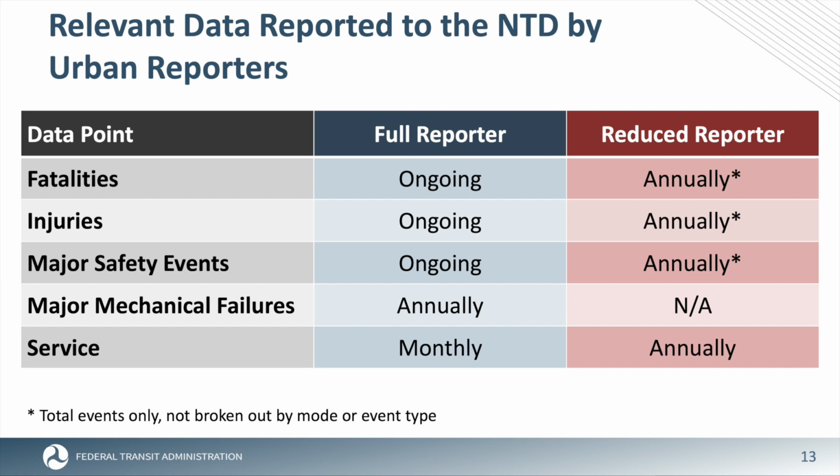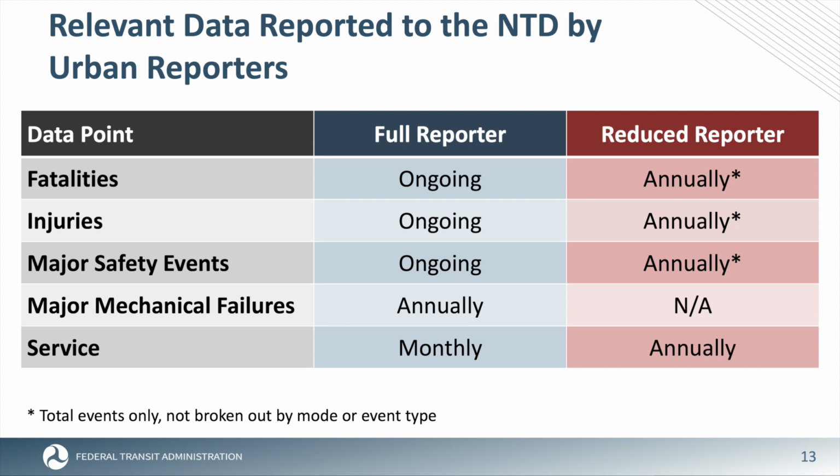Service data points, things like vehicle revenue miles, are reported by full reporters on a monthly basis to the NTD. For our reduced reporter set, these first 3 data points, fatalities, injuries, and major safety events, they're all reported annually on a single form as part of that reduced reporter's annual report to the National Transit Database. Now we have an asterisk on our screen here for each one of those 3 data points, and that's because agencies, these reduced reporters that report the fatalities, injuries, and major safety events, the form does not distinguish by mode, and instead it captures these 3 data points at an agency level.